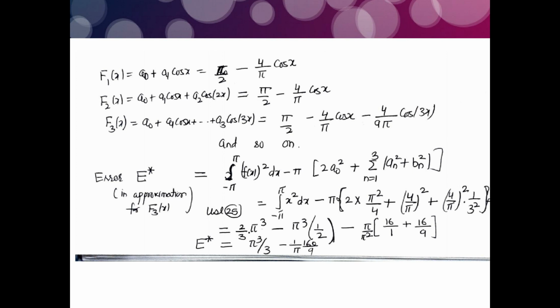dx minus π times (2a0² plus the summation over n from 1 to 3). I am doing this calculation for f3(x). So put all the values, simplify this. Finally we have the error E*. You can see the last expression on this slide.